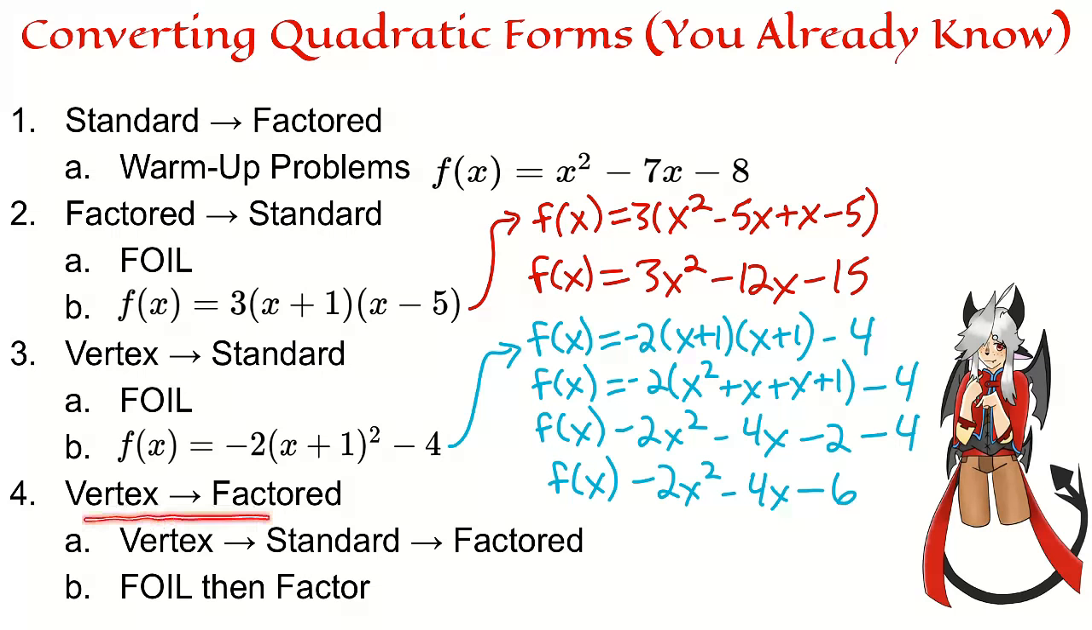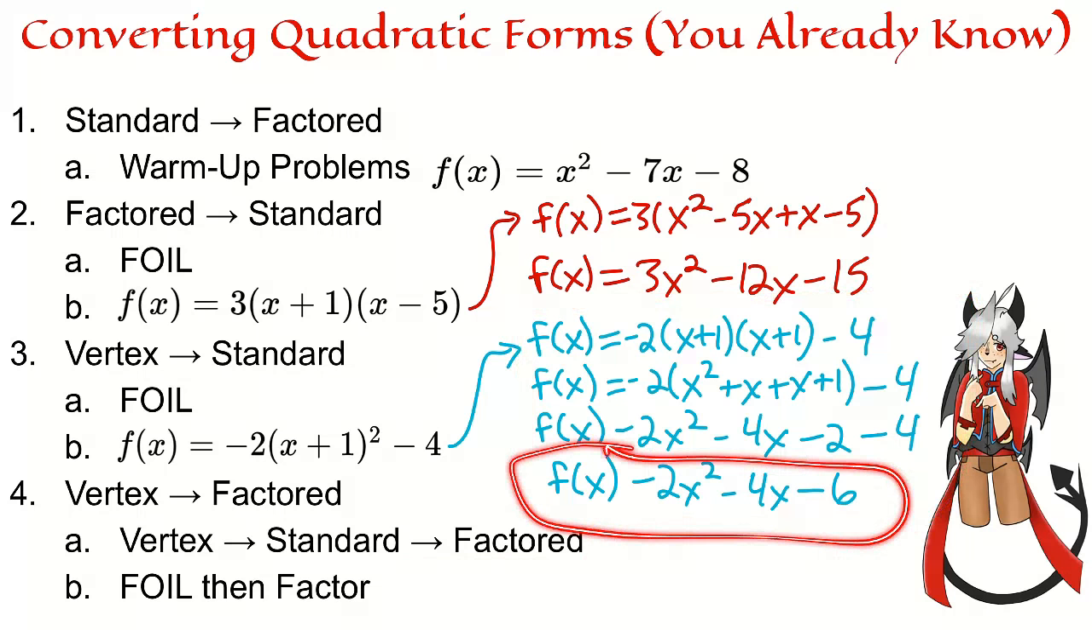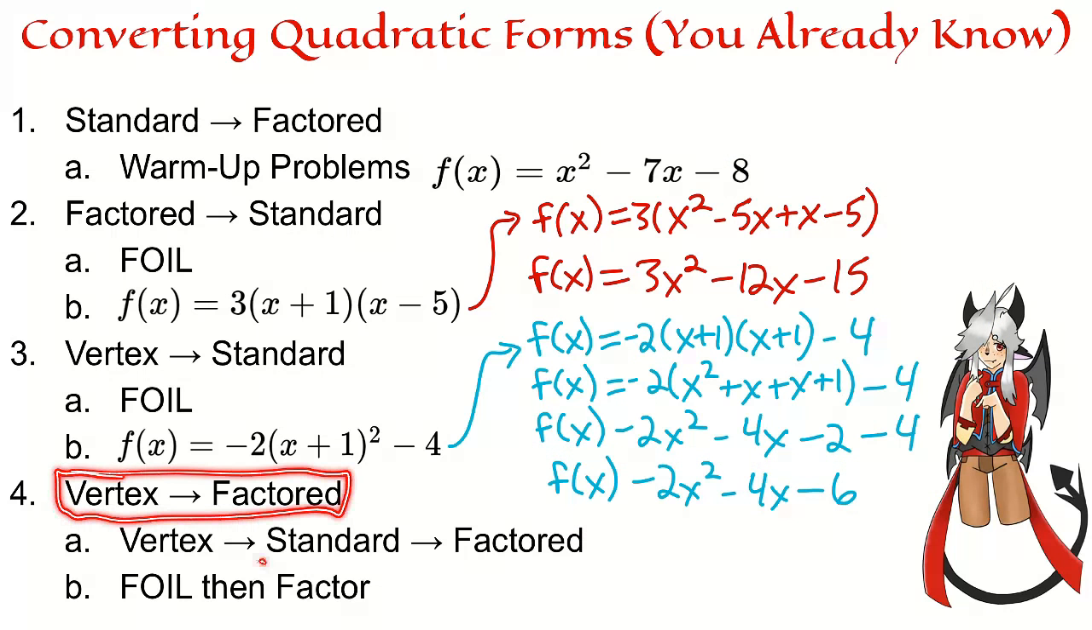So vertex to factored is going from something like this, but we have to go into standard form the way we did here. So we get it into standard form, and then we go into factored form, which means going from standard form to factored form, which is what we did in the warm-up. So when you're going from vertex to factored, you have to go through standard. So first you FOIL, then you factor. Any questions there?